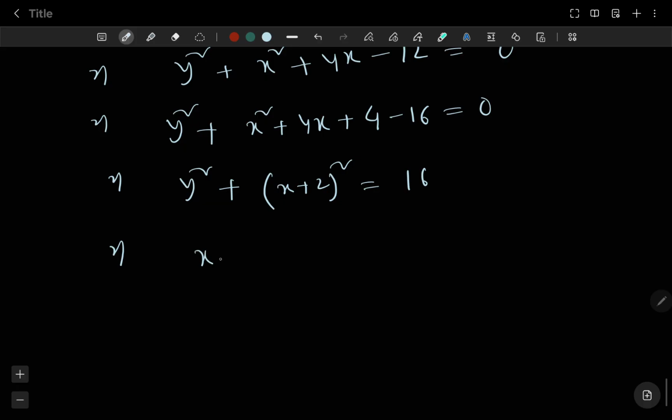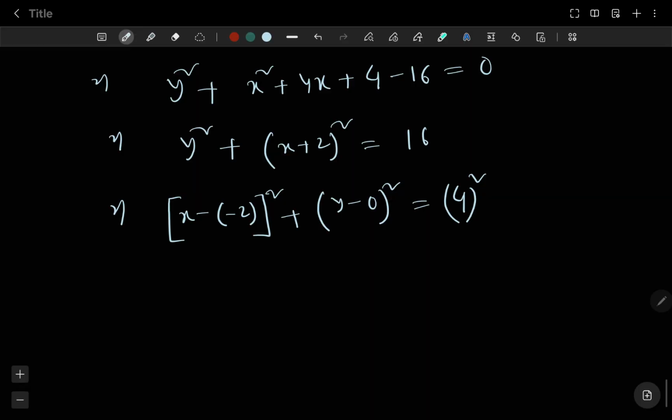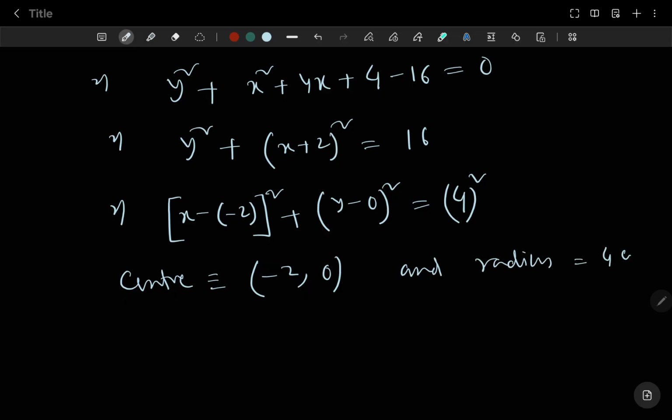So this is x plus 2 whole square plus y square is 4 square. I can write it as x minus minus 2 whole square plus y minus 0 whole square is 4 square. This locus is a circle, right? So the locus of the point xy is a circle. So the equipotential surface in the xy plane corresponding to zero potential will be a circle with center at minus 2, 0 and radius of 4 centimeters.